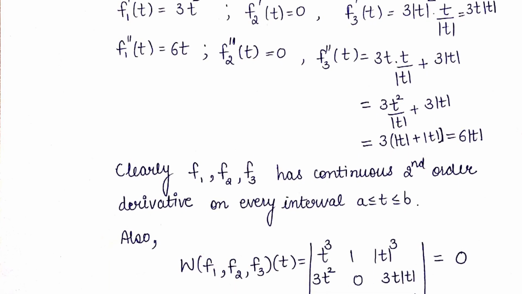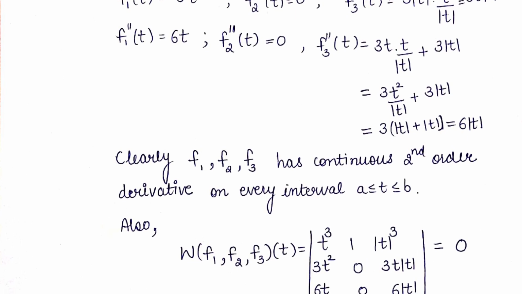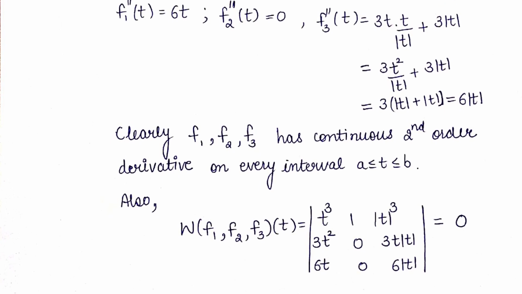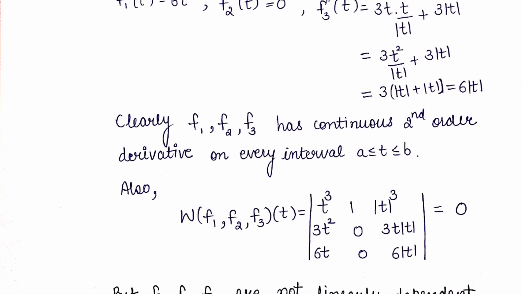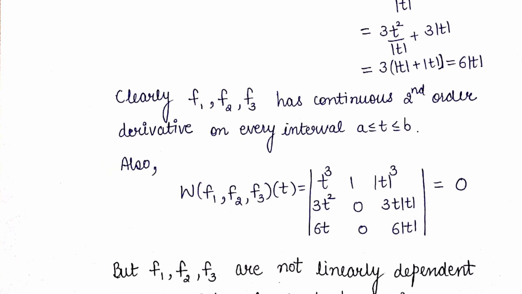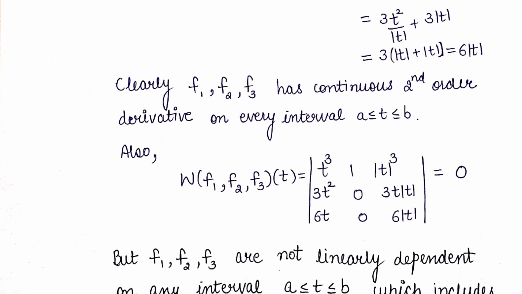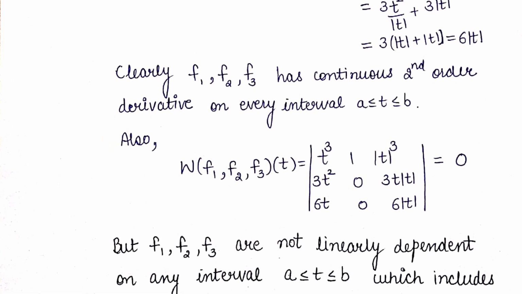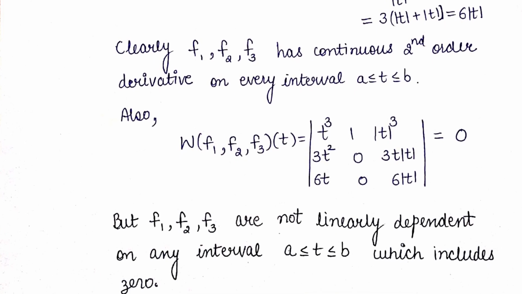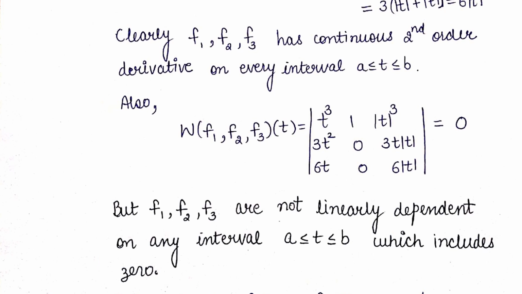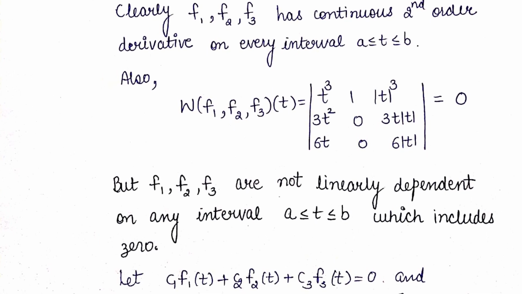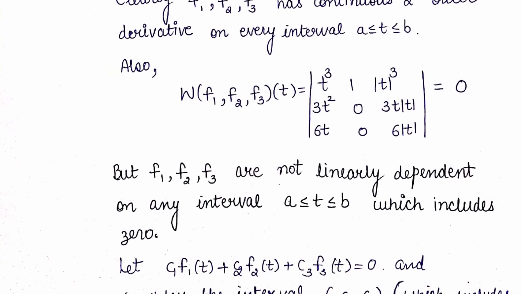If you take the derivative of these three functions, you will get 3t square, 0 and 3t into mod t respectively. And if you differentiate these functions a second time, you will get 6t, 0 and 6 mod t respectively. So clearly f1, f2, f3 have continuous second order derivatives on each interval AB. And if you evaluate the Wronskian of f1, f2, f3 at any point t, it comes out to be 0. But you can check that f1, f2, f3 are not linearly dependent on any interval which includes 0. So let's start proving this.